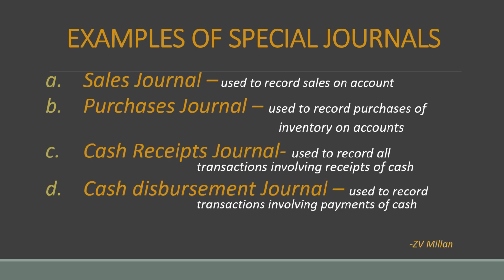Okay, so in special journals, ito yung ilan sa mga examples na usually ginagamit sa accounting. First is sales journal, second is purchases journal, third is cash receipts journal, and fourth is the cash disbursements journal. So the difference between these journals is its uses. In the sales journal, we use this specific journal to record sales on account. So lahat ng transactions regarding sales on account, we record with the use of the sales journal.